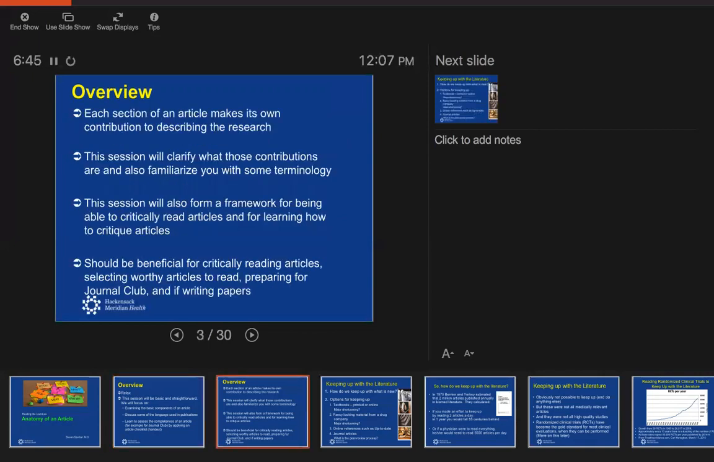So each section of the article makes its own contribution to describing the research. We'll look at what those contributions are. This also serves as a framework to critically read articles and learn how to critically read them. So it's beneficial if you're critically reading an article, for example, you're trying to select what article to read to learn about some topic. Also, it's beneficial if you're preparing for a journal club, or also if you're going to write a paper. It's helpful to have this framework as to what each component of the article should be saying. And it's pretty straightforward, pretty basic.